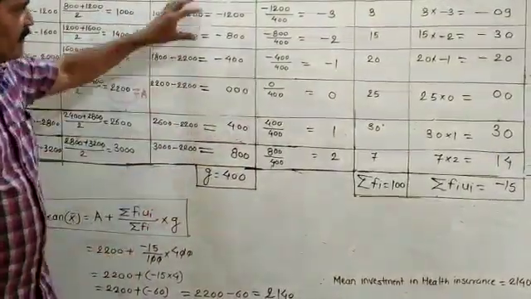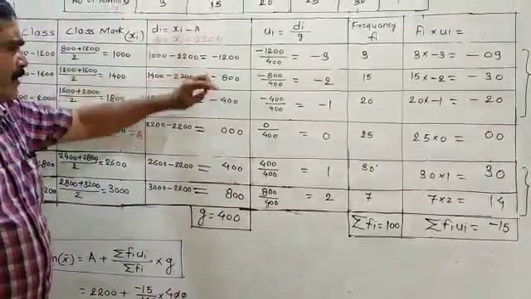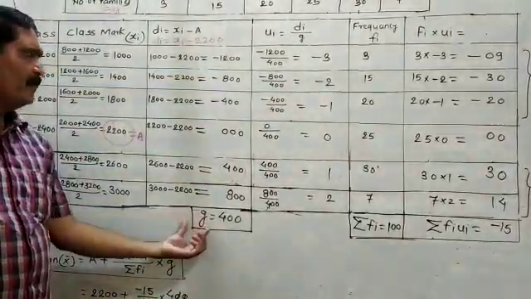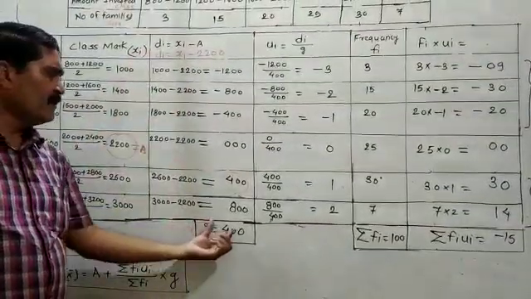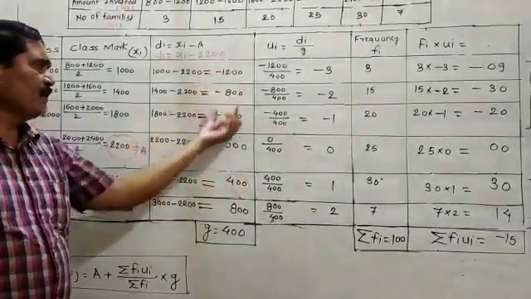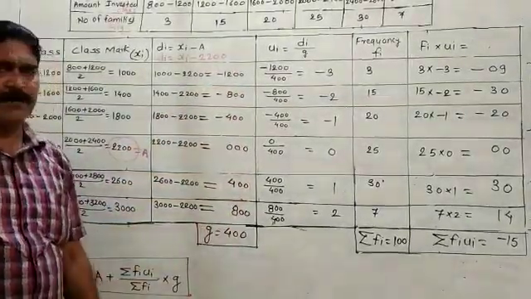Otherwise, if you find the GCD of minus 1200, 800 and 400, the GCD will come 400. So you have to find G from the di, and G is equal to 400, because the GCD of all the terms in the di is 400. So you have to say that G is equal to 400.